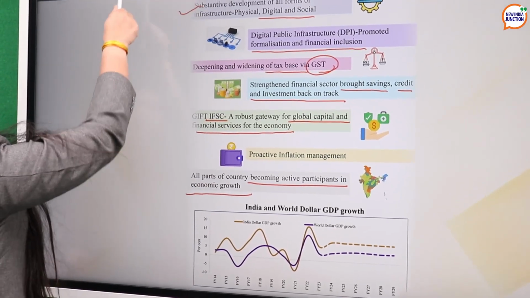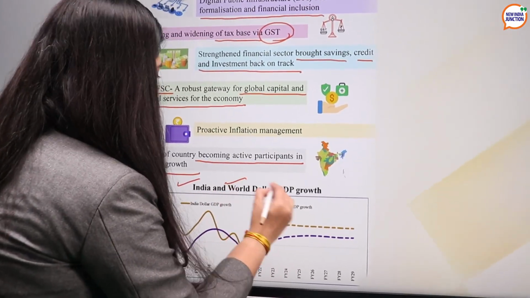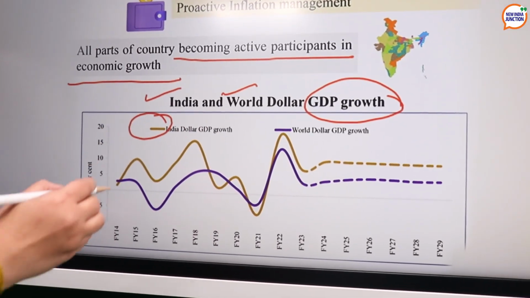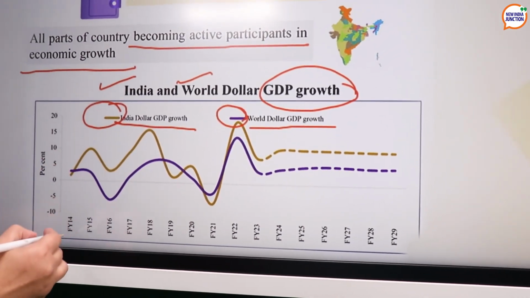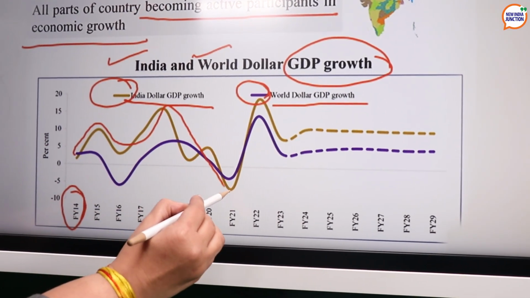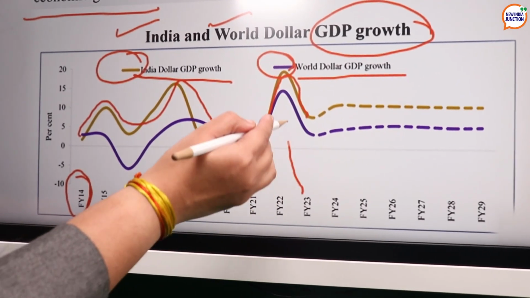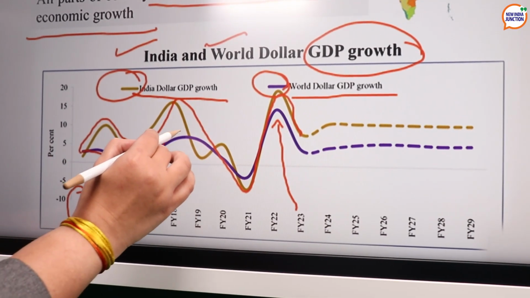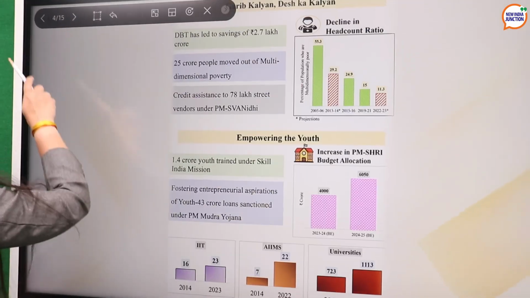So now let's look at this graph which talks about India and the world dollar GDP growth. If we see, this yellow line is for India dollar GDP growth and this purple line is for world dollar GDP growth. Starting from financial year 14, it went like this, dipped here, and if we talk about financial year 2023, it is here at the peak as compared to the line of world dollar GDP growth.